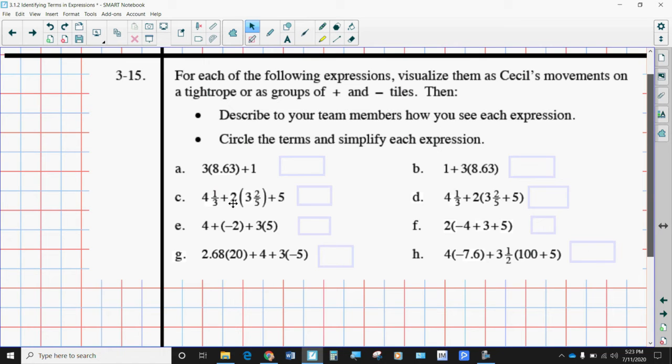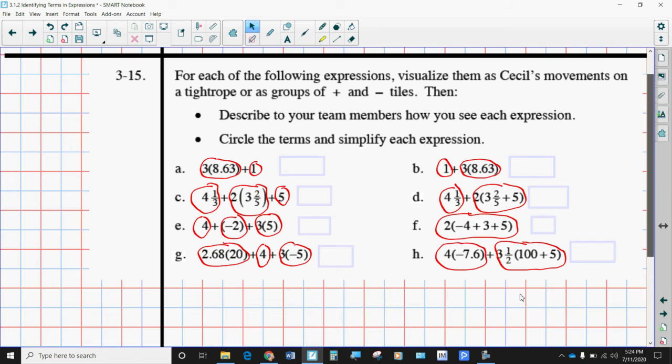When you come back, I will have circled all of these terms, and I will reveal what the answer is for the simplified expressions, okay? So go ahead and do the pausing. I'm going to pause right now so I can circle all these terms.